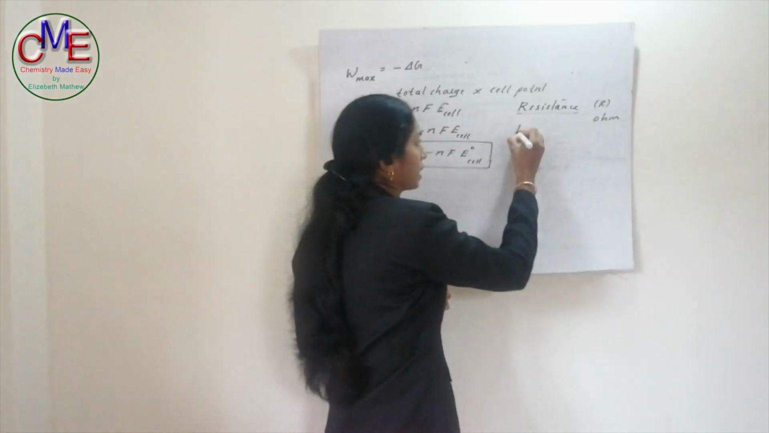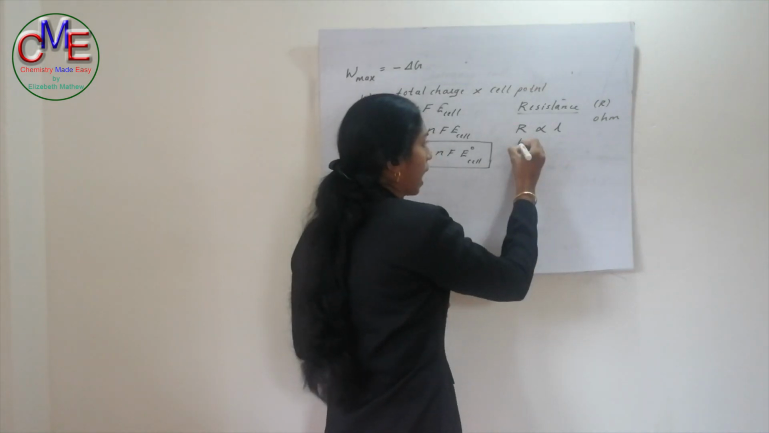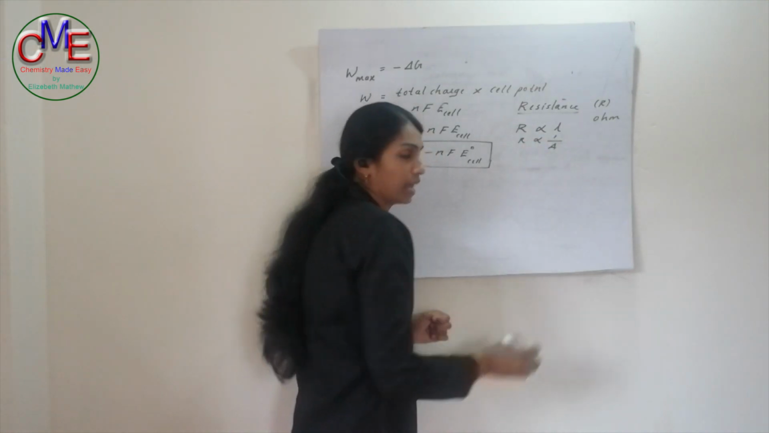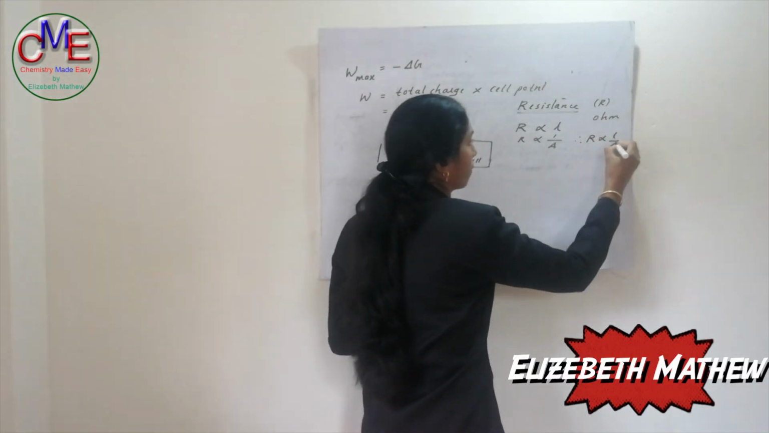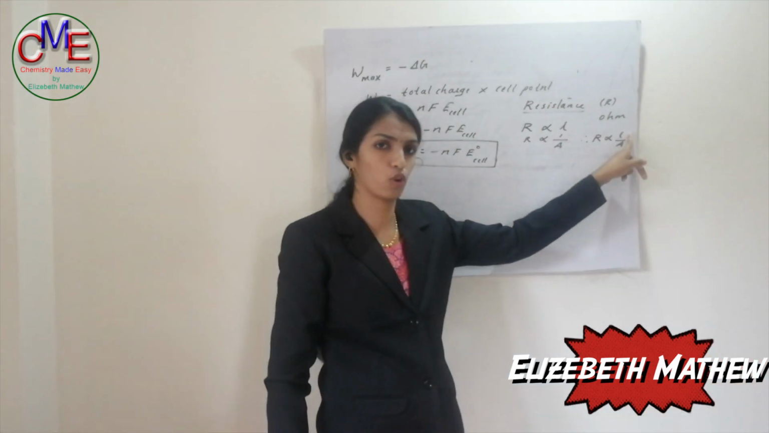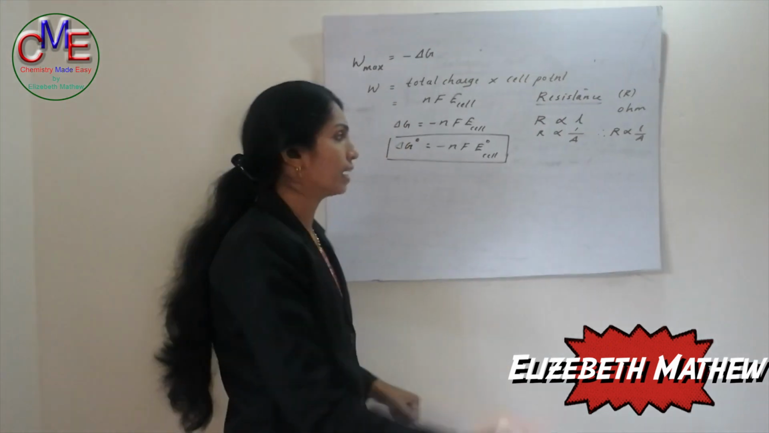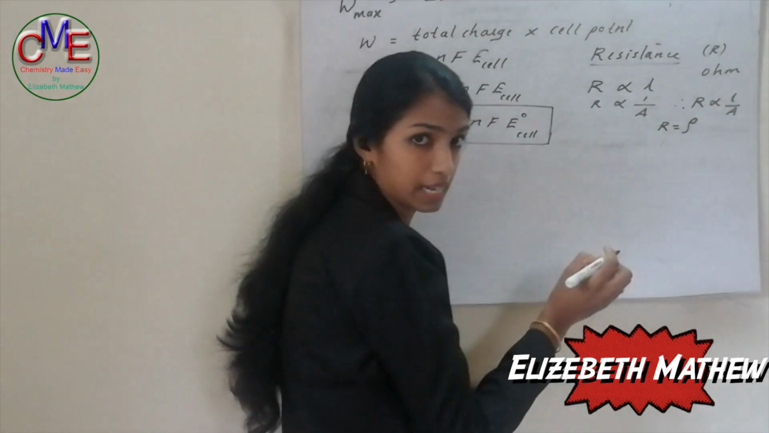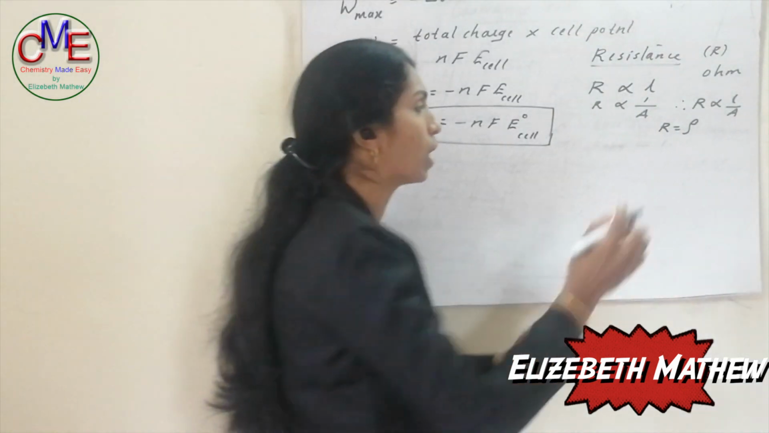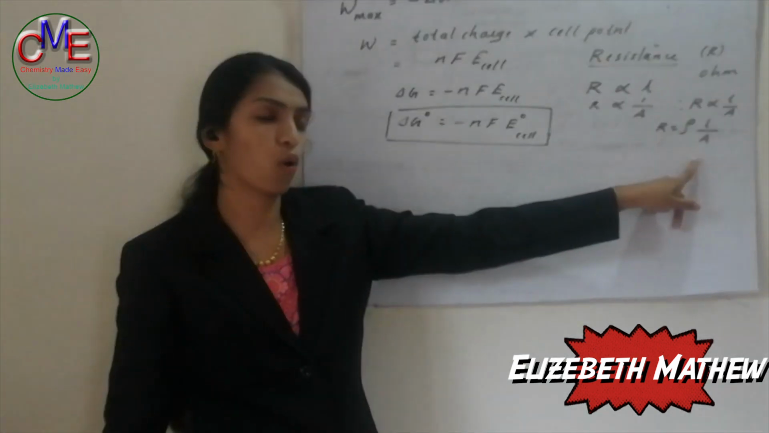We can write resistance R is directly proportional to the length L of the object and inversely proportional to the area of cross section. So R is proportional to L by A, where L represents the length of that object and A represents its area of cross section. Then we can multiply it with a constant. So R is equal to a proportionality constant, represented by the Greek letter rho, into L by A. So resistance R is equal to rho into L by A.